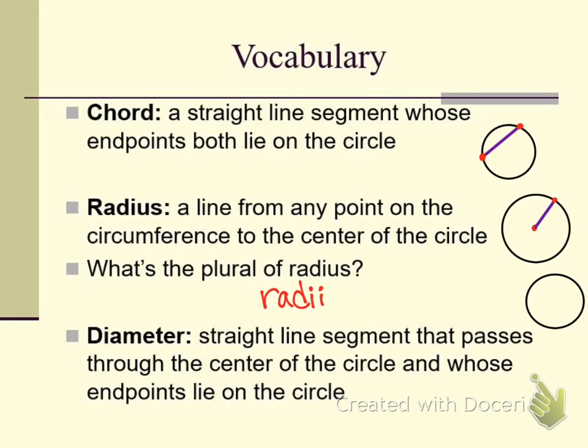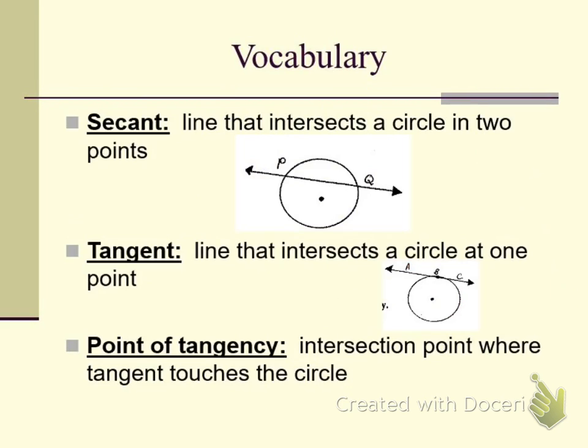Last, we've got a diameter, which again, you should already be familiar with from our last section when we talked about the area of circles. A diameter is a straight line segment that passes through the center of a circle and whose endpoints lie on a circle. So it's kind of like a chord that has to go through the very center. So the endpoints are still on the edges of the circle, but it passes through that center point.